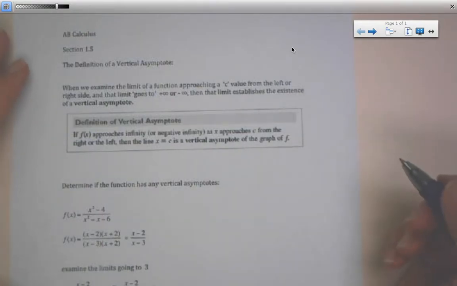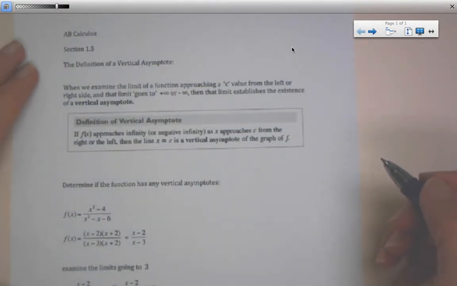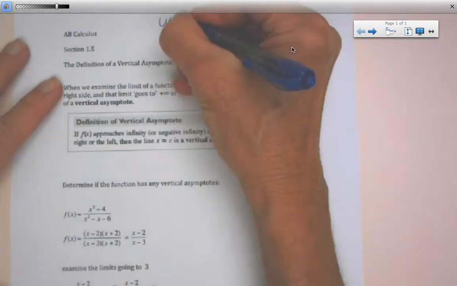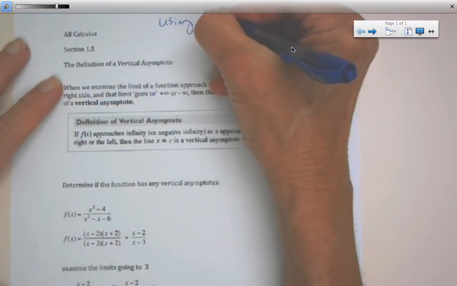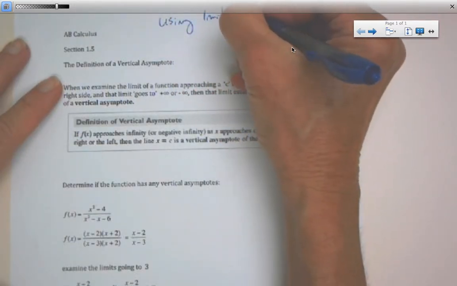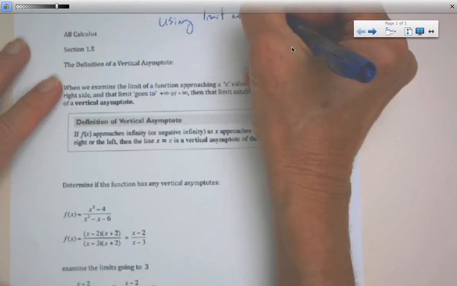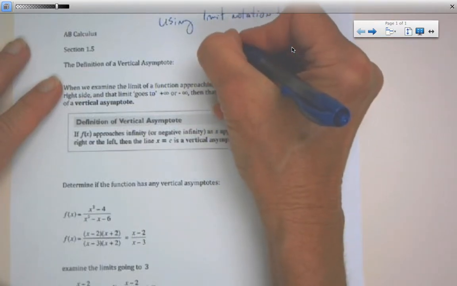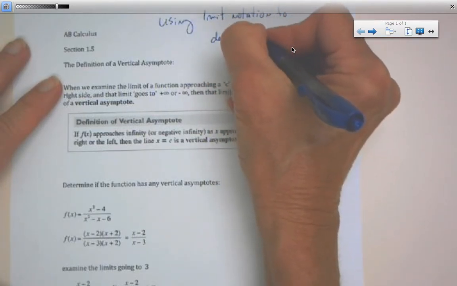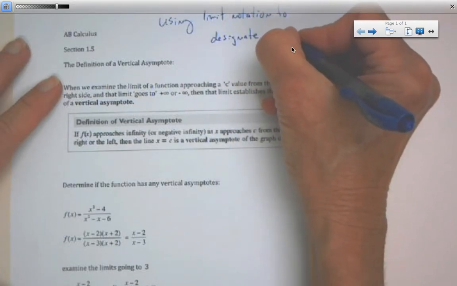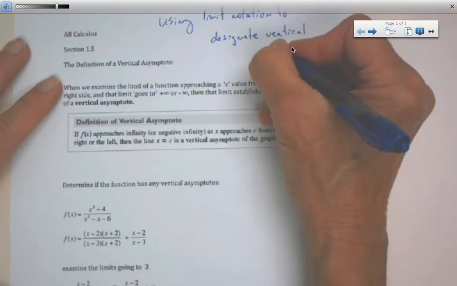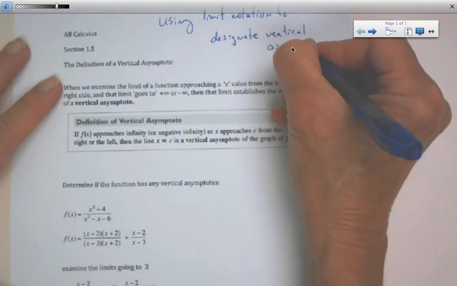Okay, this is for section 1.5, and we're just going to get accustomed to using limit notation to designate vertical asymptotes.